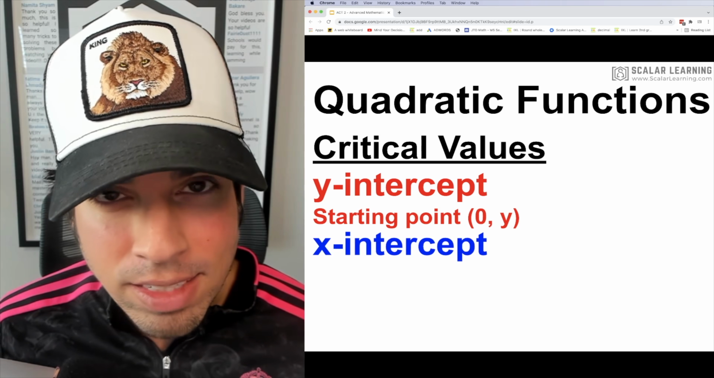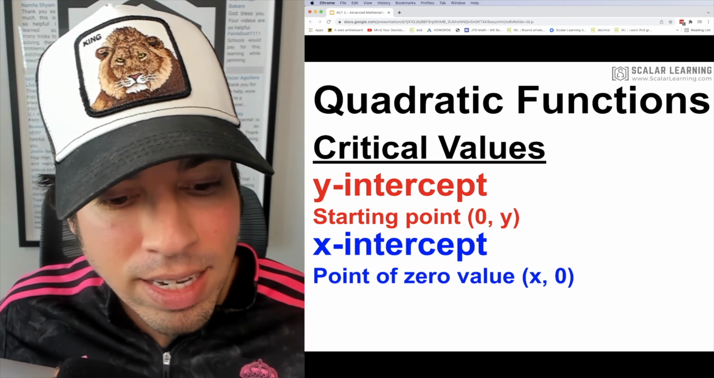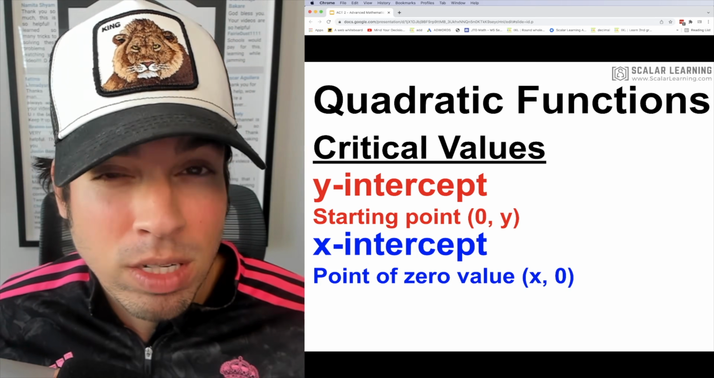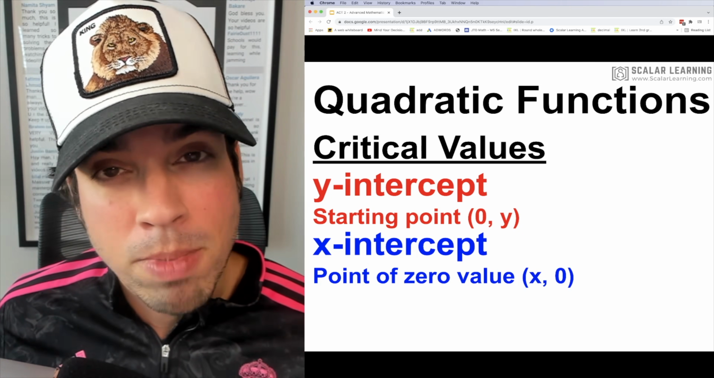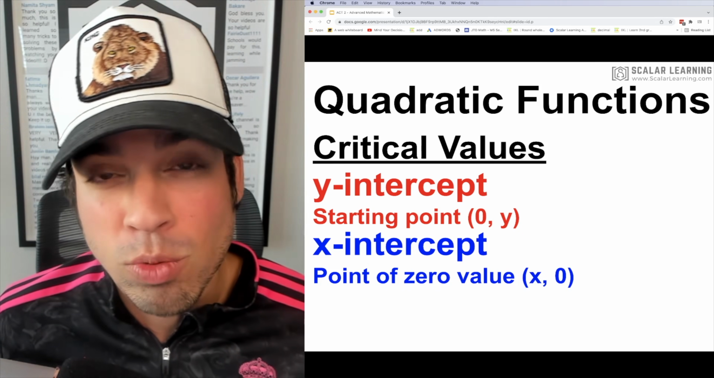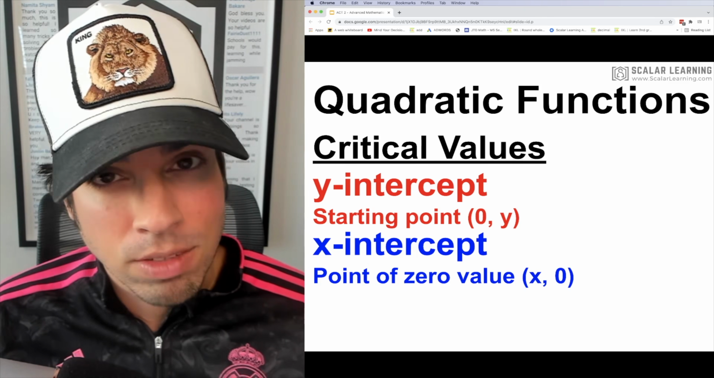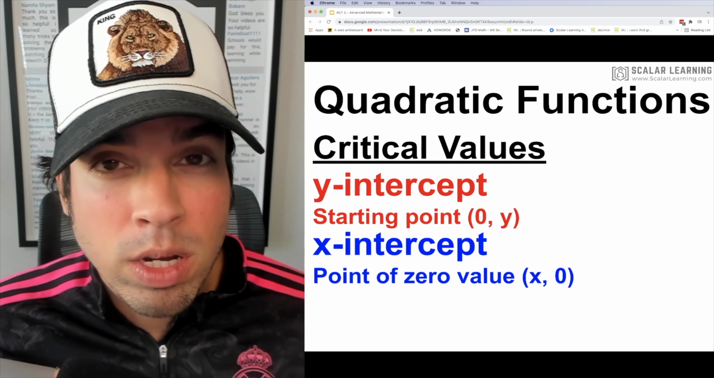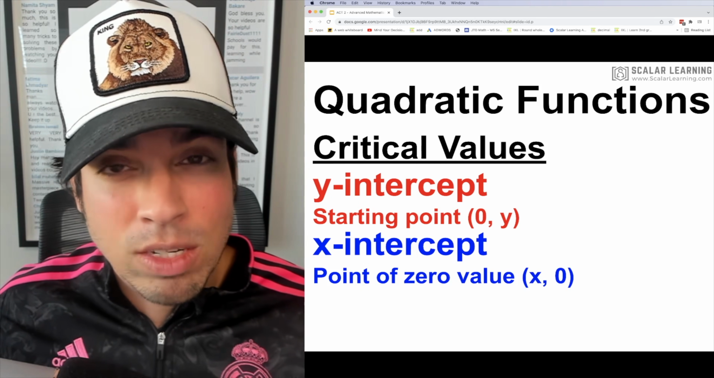Next, we've got the x-intercept, and the x-intercept is where, again, y is going to equal 0, and a lot of times we define this as the point of 0 value. So for example, if you're modeling the height of a ball being dropped, it's when it's going to hit the ground. It's when it's going to have a height of 0. If we're talking about revenue and profits, we're looking at a point where revenue or profits equals 0.